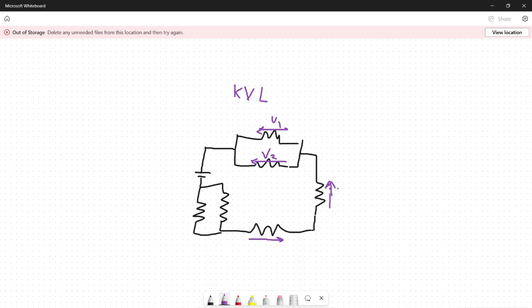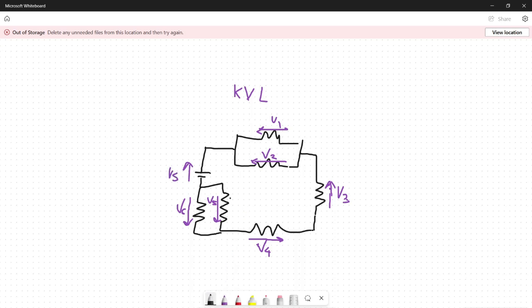Don't know why it keeps doing that thing with the dotted lines. Who knows? So then this is going to be V4, V5, and V6. So that's now a voltage rise.